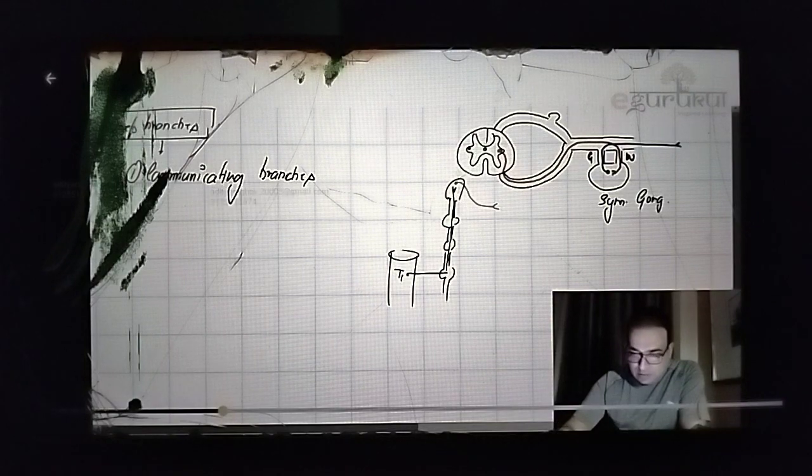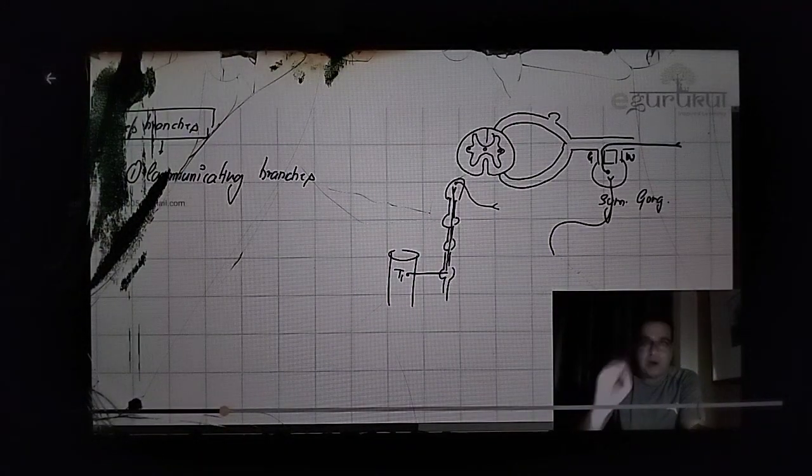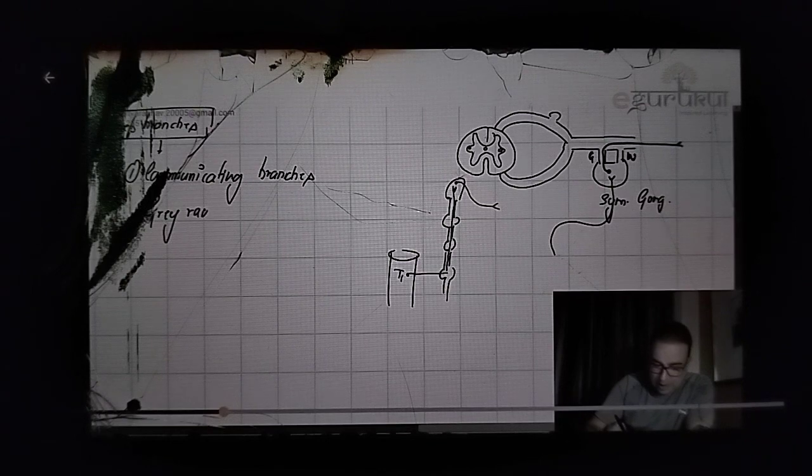This part will not be there. It is coming from somewhere below and relaying like this, and only gray ramus communicans will be seen when you look at the cervical part of the spinal cord. So when I say communicating branches, I'm talking about what? I'm only talking about the gray rami communicans.